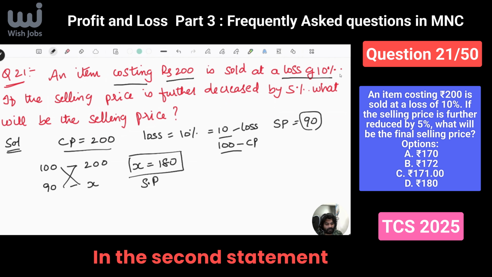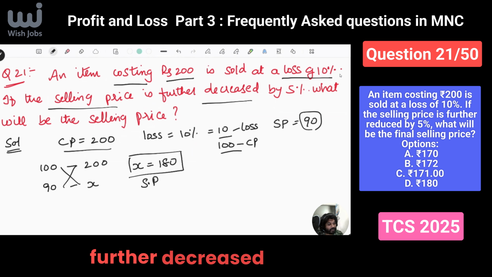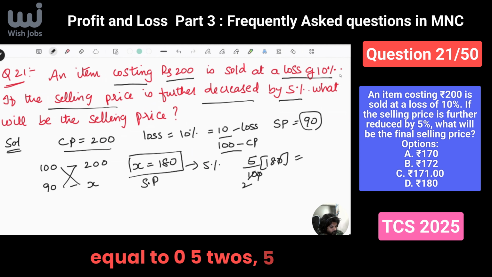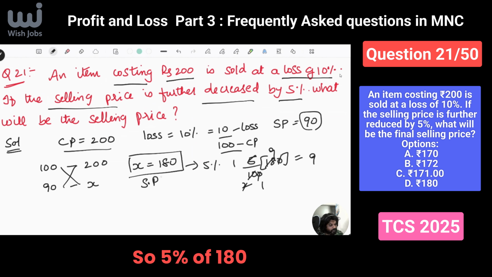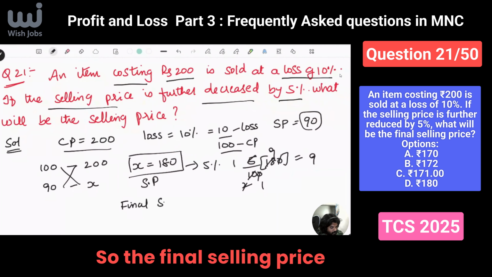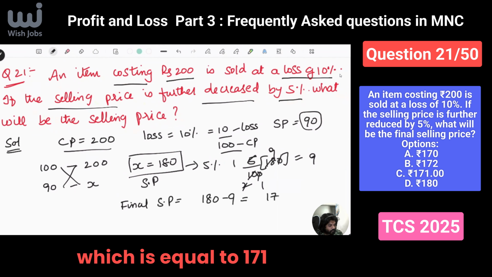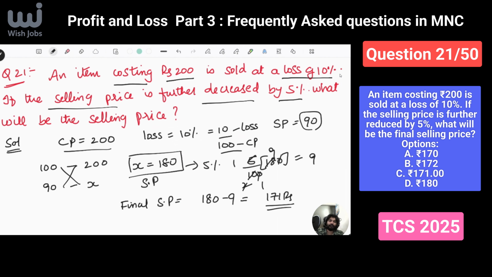In the second statement, he said if the selling price further decreased by 5%, so it decreased by 5%. 5% of 180 equal to... 5 twos, 5 ones, 2 ones are 2, 9... so 5% of 180 is 9. So the final selling price is 180 minus 9, which is equal to 171 rupees. This is your final answer.